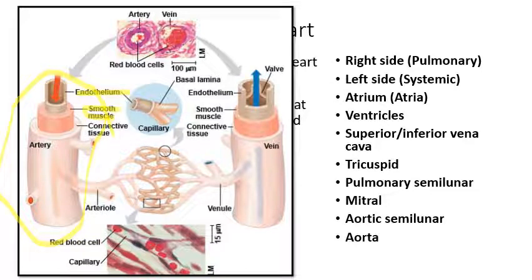Okay, so notice that there's a difference between the thickness of the smooth muscle and the thickness of the layer of connective tissue in an artery versus a vein. The vein is made of the same 3 layers. We have a layer of endothelium on the inside, surrounded by a layer of smooth muscle, which is surrounded by a layer of connective tissue. The layer of connective tissue and the layer of smooth muscle are much thinner in a vein.